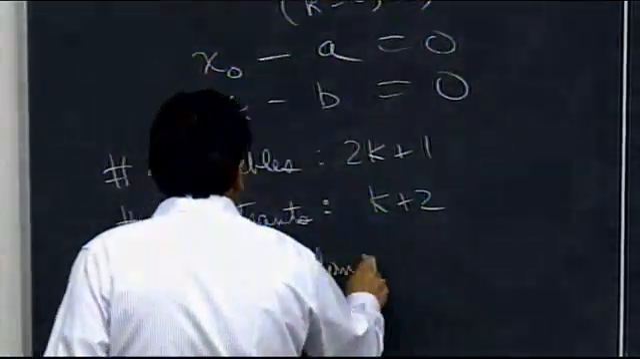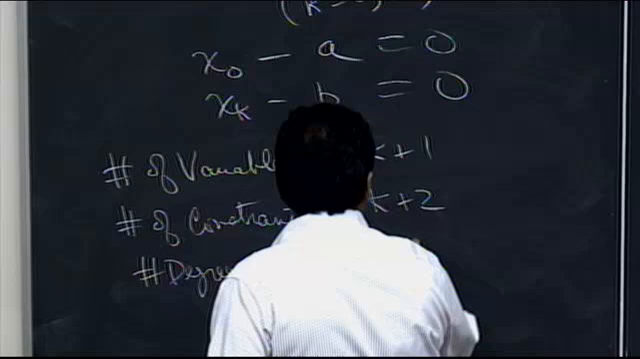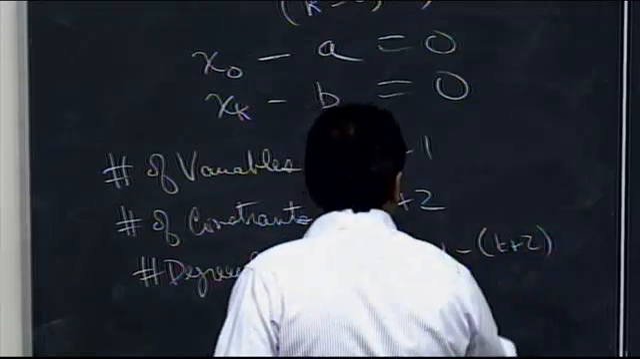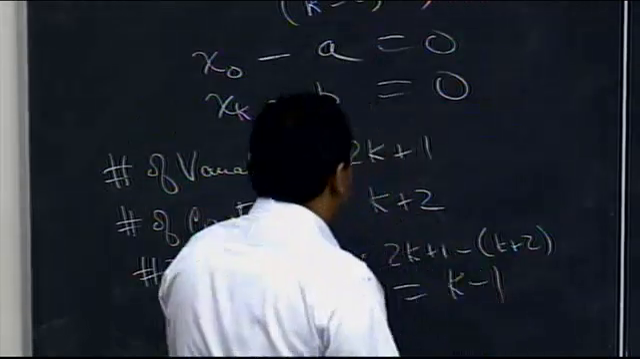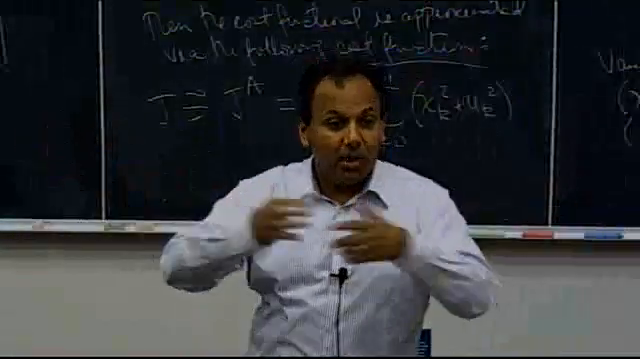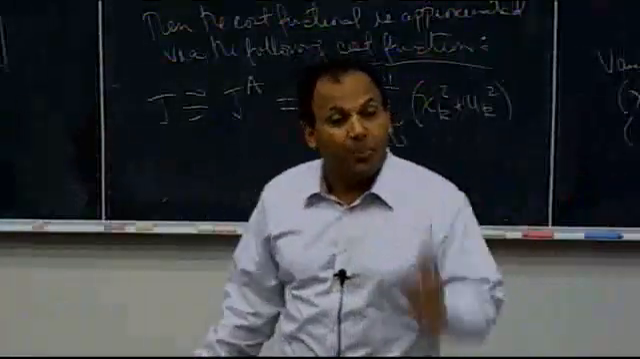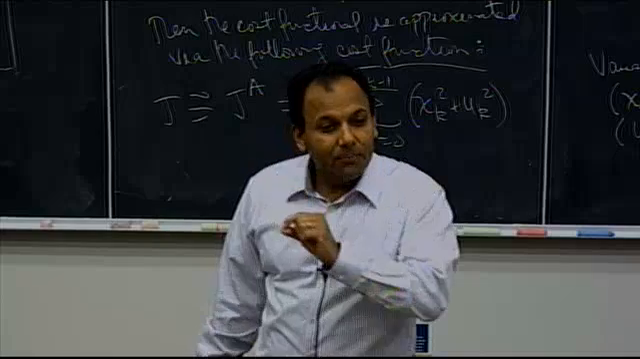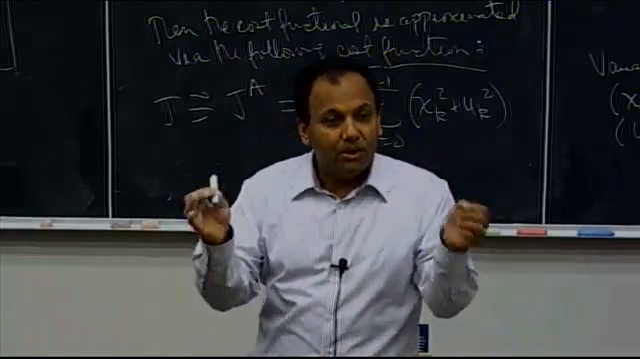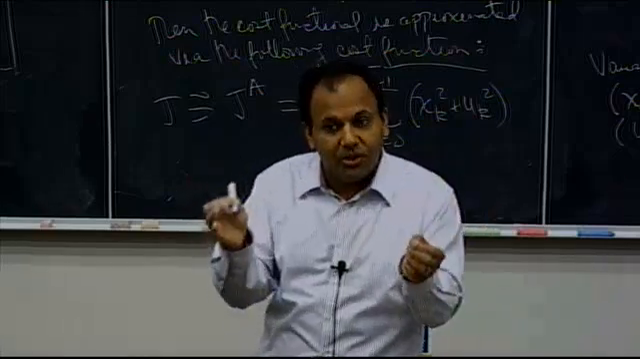If they're inequality constraints, this gets more complicated. It is 2k plus 1 minus k plus 2, which is equal to k minus 1, right? So I have k minus 1 degrees of freedom, which is exactly the number I should have, right? Because I should have the freedom to choose the control at all these points that I've created, but not quite, because I have boundary conditions, right? So the boundary conditions take out degrees of freedom, because those are two additional equations.